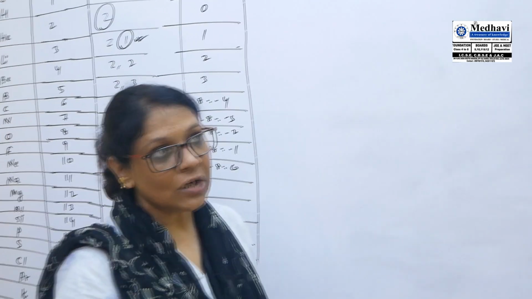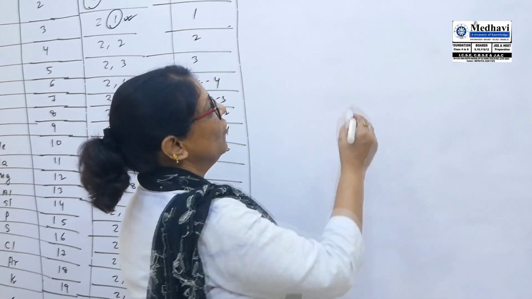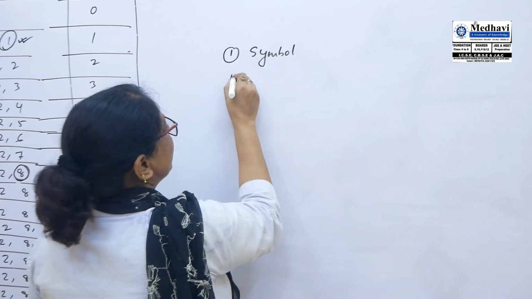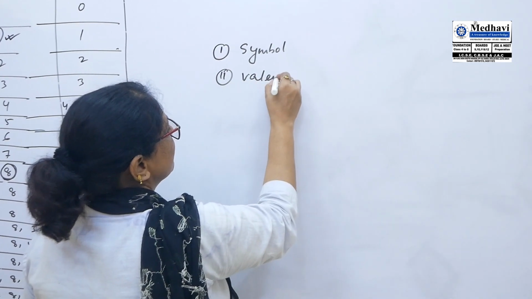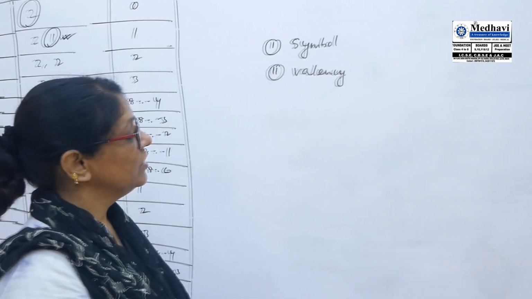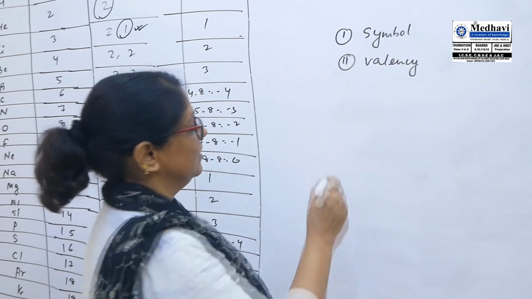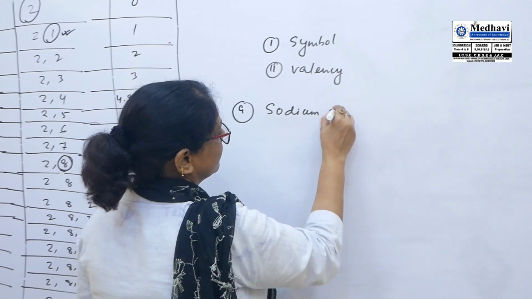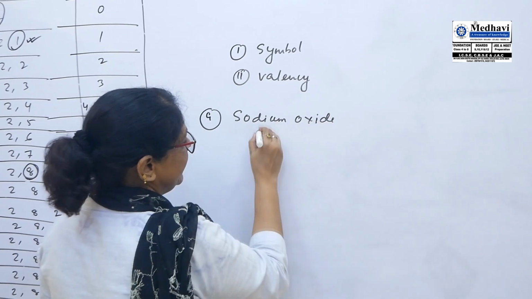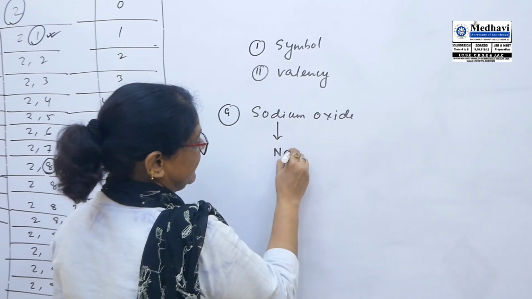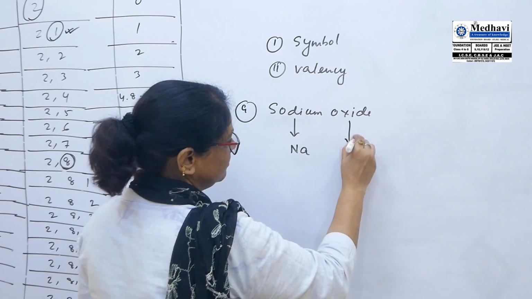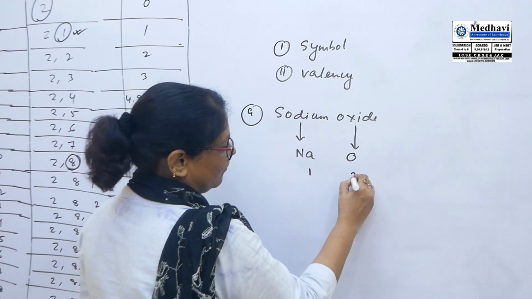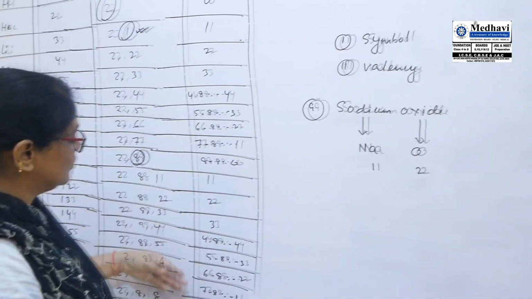So for the crisscross formula, to make a formula, we need two things. First is the symbol, and second is the valency. These 2 points are very, very important. Suppose you want to make the formula of sodium oxide. So we need sodium, symbol is Na, oxide, that is oxygen, from oxygen oxide has come. So it is O. Valency of sodium is 1, valency of oxygen is 2. From the table I have explained.